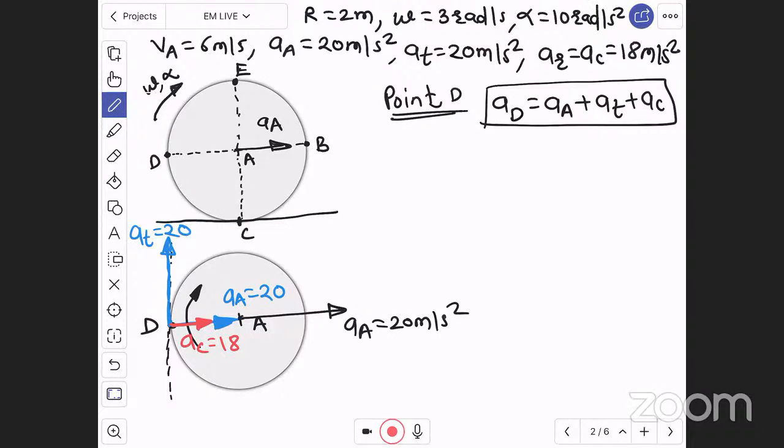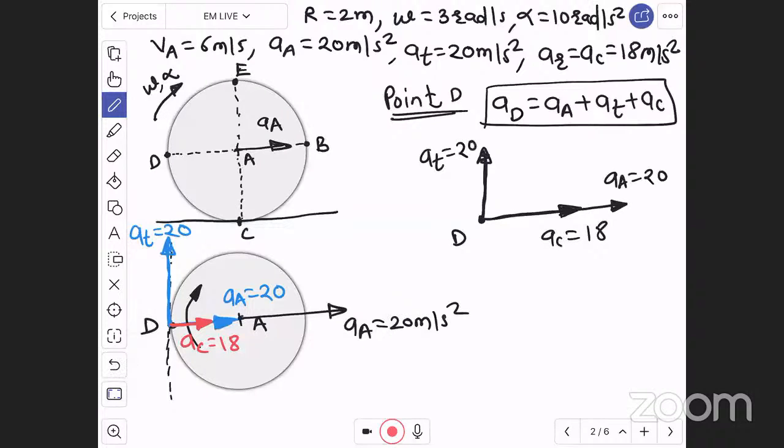If I see for point D, the point D will look like this. Here, point D is going towards right with the acceleration of A, which is 20. Also going towards right with a centripetal acceleration of 18, and going in upward direction with tangential acceleration of 20.